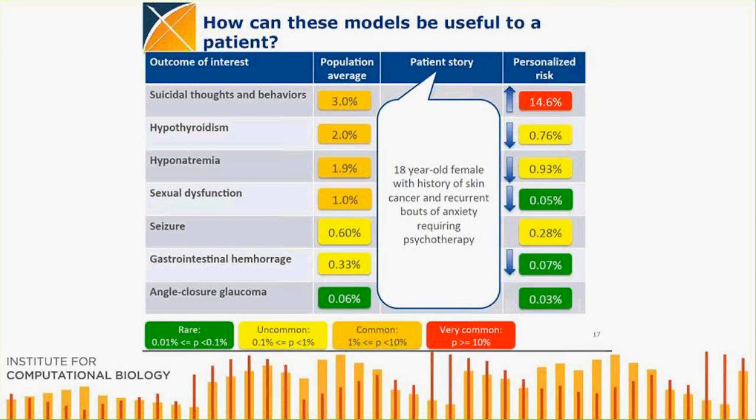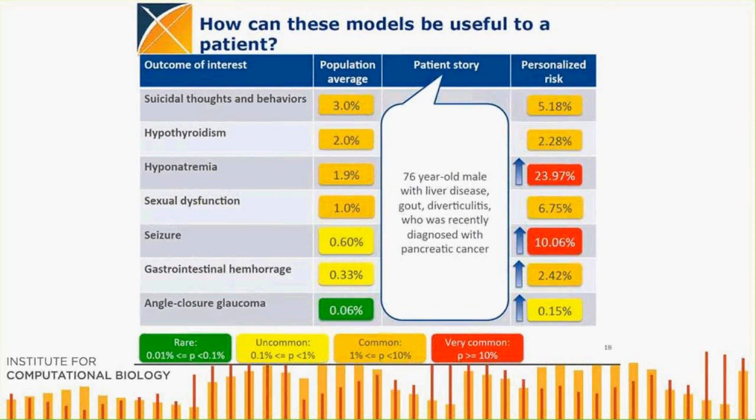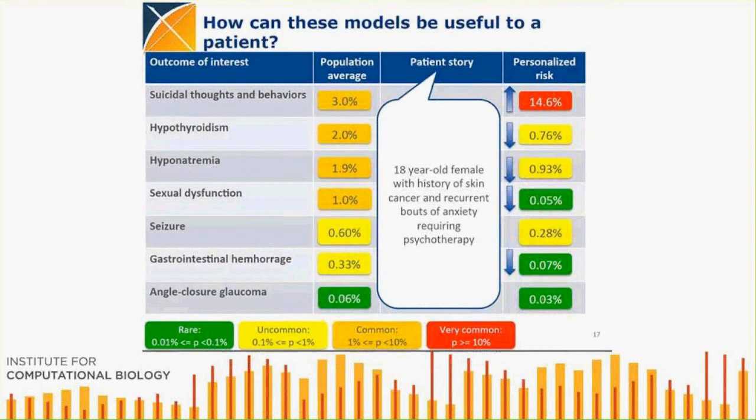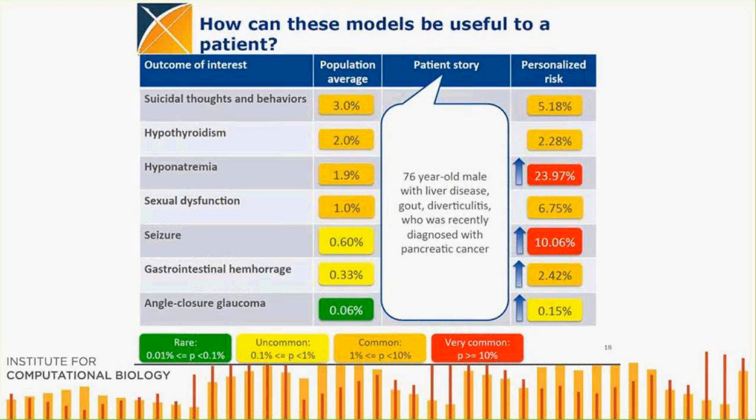And this is just an example, and maybe some of these disease definitions don't resonate with you. But if you look at another example, a 76-year-old male with liver disease, gout, diverticulitis, who was recently diagnosed with pancreatic cancer. If you just focus on the right-hand column, here's our young lady, here's our older guy. So the predictions change based on their individual level information. These types of things could be useful not just to you who are taking care of patients, trying to figure out what's best for them and the way to go forward to help them, but also may be useful to the patients and their families.